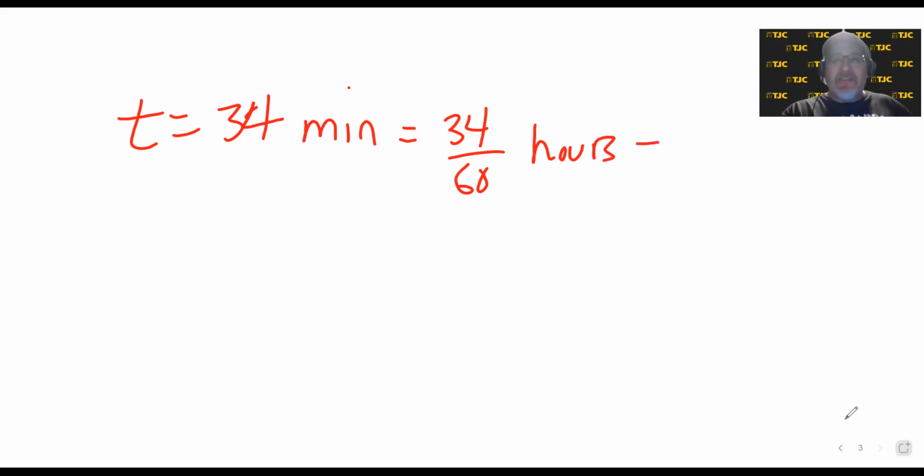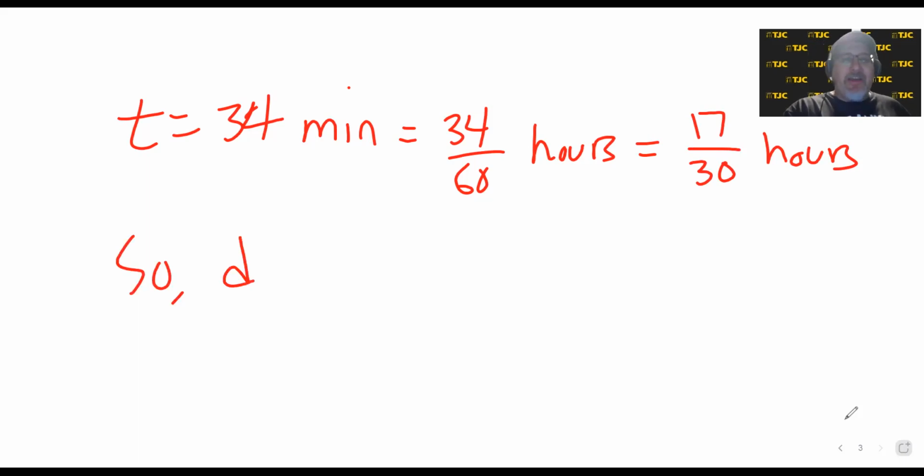Now, can we divide this out and make it a decimal? It won't end. Can we make it a fraction and reduce it? I would. We can reduce this by 2. 34 divided by 2 is 17. 60 divided by 2 is 30. So it's that many hours. And so our function asked us the number of hours traveled. It would be 17 over 30.